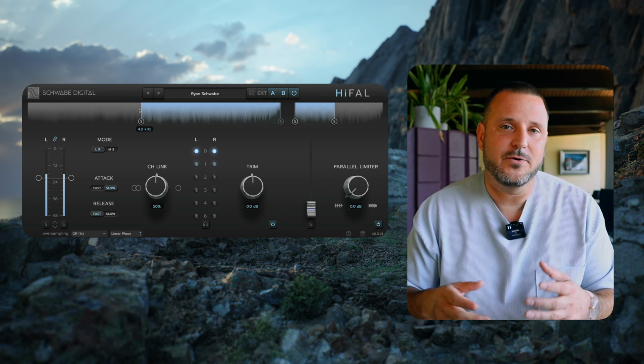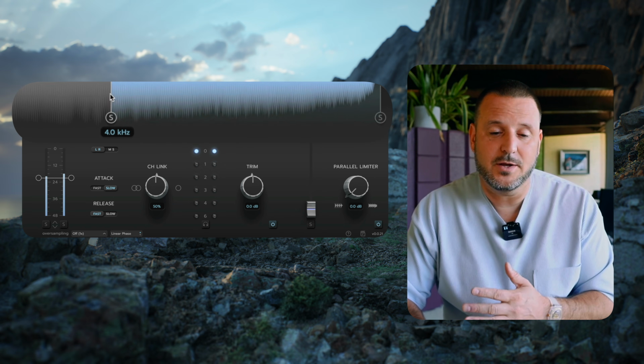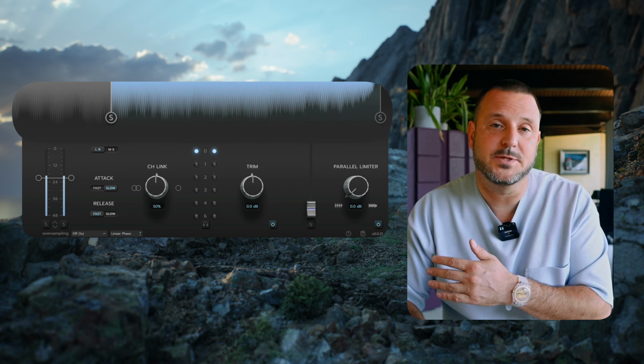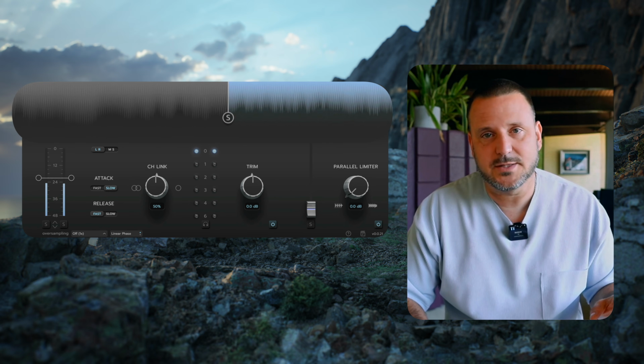I usually use HiFAL in split band mode. That means that HiFAL is only processing half the audio. In this situation, we're processing from 4 kilohertz all the way up to 20 kilohertz. Everything below 4 kilohertz is untouched and unprocessed by HiFAL.